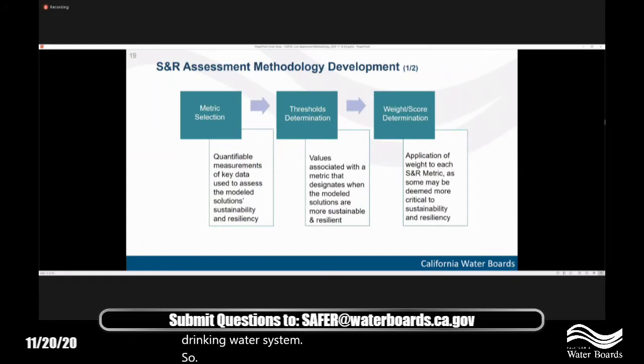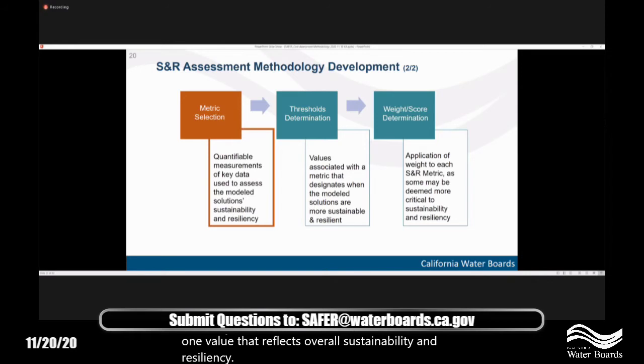So, developing a multi-criteria assessment involves a number of sequential steps. The primary steps are presented here in front of you, and they include, first, the selection of the metrics that are determined to be good indicators of long-term efficiency and effectiveness of potential modeled solutions. Second, the determination of risk thresholds, and that refers to the levels or values associated with the metrics and that evaluate whether a modeled solution is more or less sustainable or resilient. And finally, the last step is the determination of a scoring and aggregation scheme that enables us to merge these multiple metric evaluations into one value that reflects overall sustainability and resiliency.